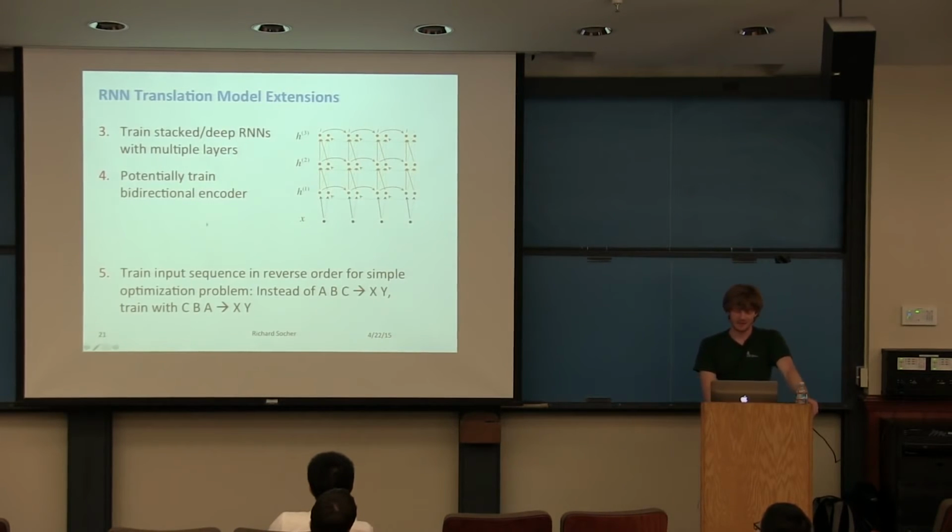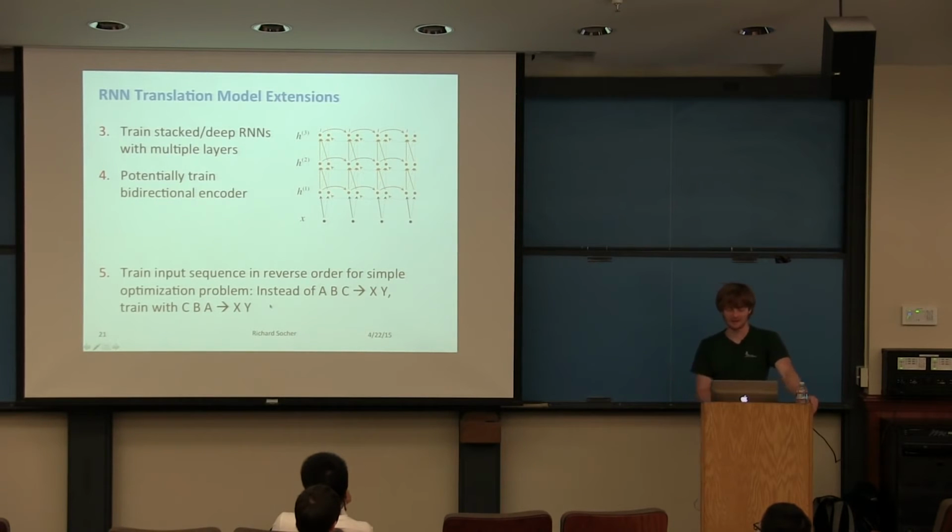And similarly, another alternative to having a bidirectional encoder is an interesting hack that was introduced by a paper that uses LSTMs, which we'll cover later in the lecture: to train on the input sequence in reverse order to make a simpler optimization problem. So instead of translating the German Echte Kiste, ABC, to awesome sauce XY in English, we'll do the opposite: we have CBA and try to translate that to XY.